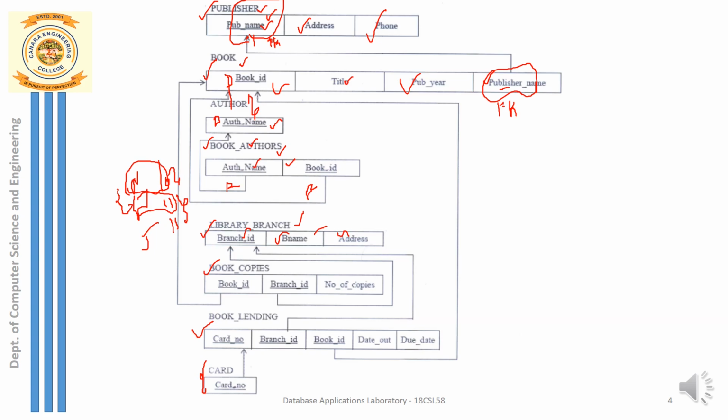We'll go to the next table, that is the book copies table. Here I have the attribute book ID, then the attribute branch ID, and the last one is number of copies. So here we can see book ID is a primary key, and branch ID also is a primary key. Again, the combination of book ID and branch ID is the primary key, right? So when I am underlining two attributes, the meaning is that the combination is the primary key.